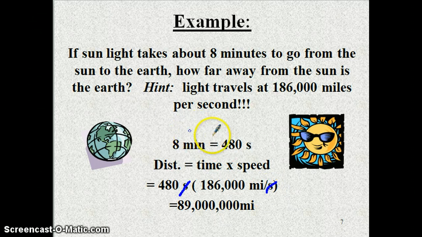So 8 minutes is equal to 480 seconds because you had to multiply by 60, right, because there's 60 seconds in a minute. You could set up that factor label method like we just did yesterday, and you'll see that that distance is about 89 million miles.